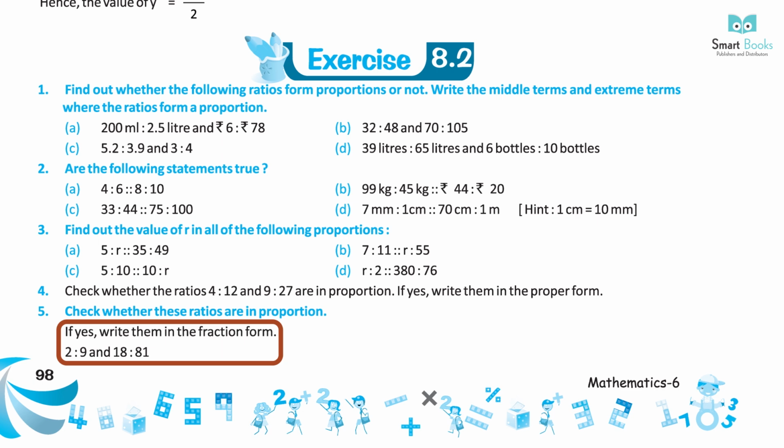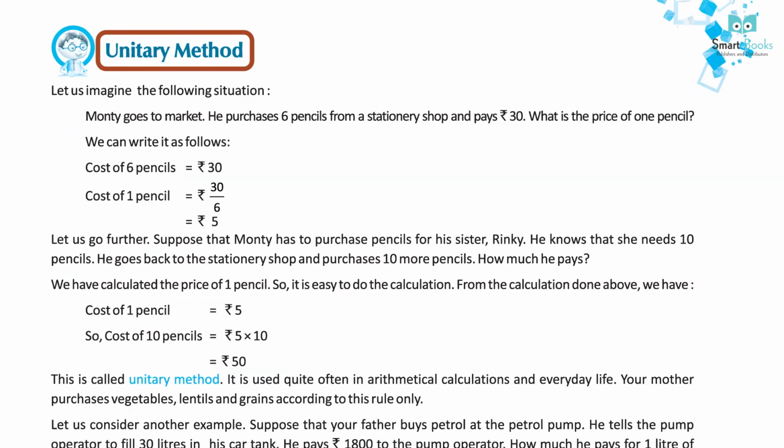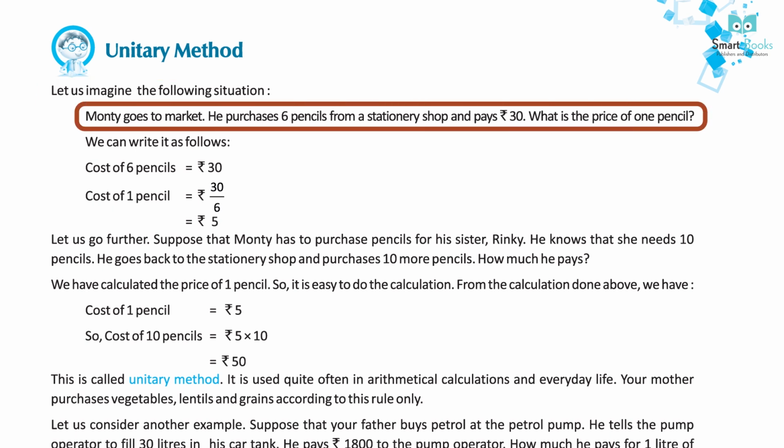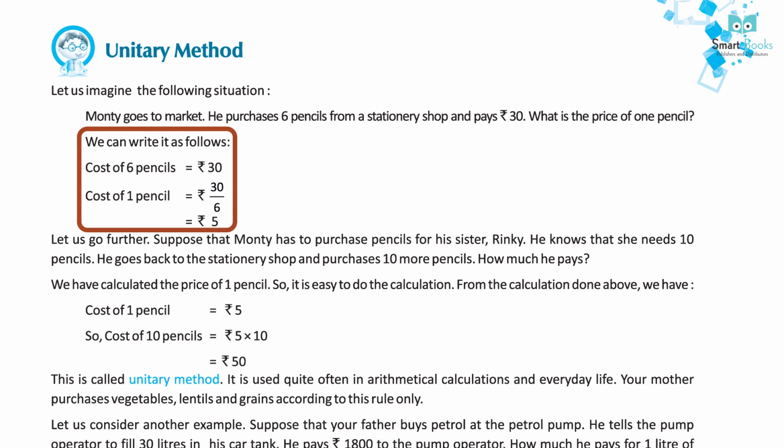Solution. Yes. Unitary method. Let us imagine the following situation. Monty goes to market. He purchases 6 pencils from a stationery shop and pays rupees 30. What is the price of 1 pencil? We can write it as follows. Cost of 6 pencils equals rupees 30. Cost of 1 pencil equals rupees 30 upon 6 equals rupees 5.